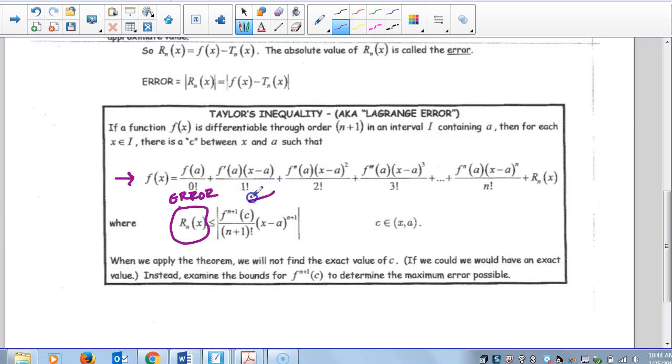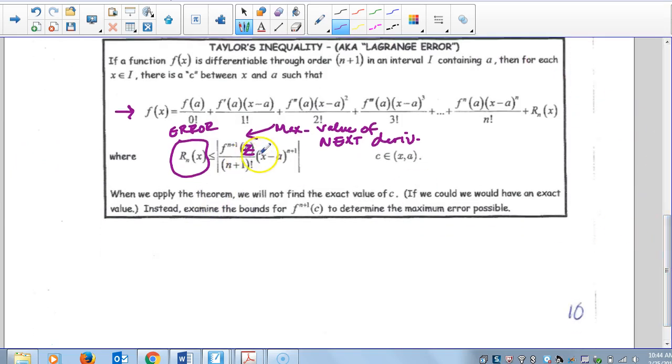This says the maximum value of the next derivative. So the max, because remember we're doing derivatives for these, value of the next derivative. And in most notes they call this z because you don't want to confuse it with the center. It's not the center. It's just an x value that produced the maximum. Once you have that, whatever that next term is, that's the factorial of the next term.